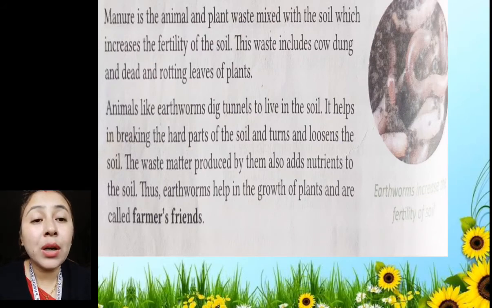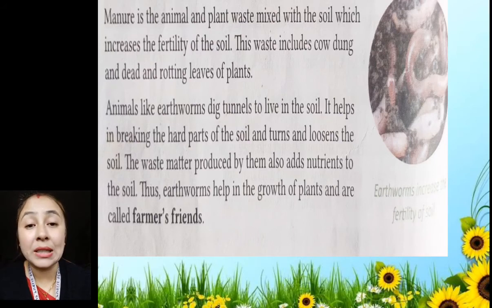Thus, earthworms help in the growth of plants and are called farmers' friend. So, earthworms help in the growth of plants, and that is why earthworms are also known as farmer friends. Why are earthworms known as farmer friends?